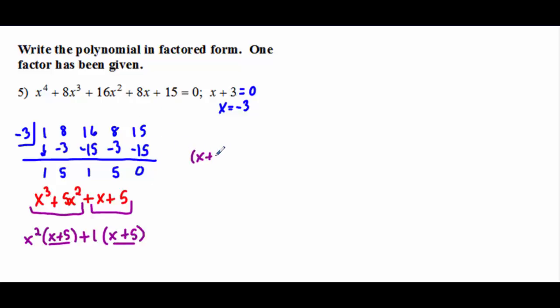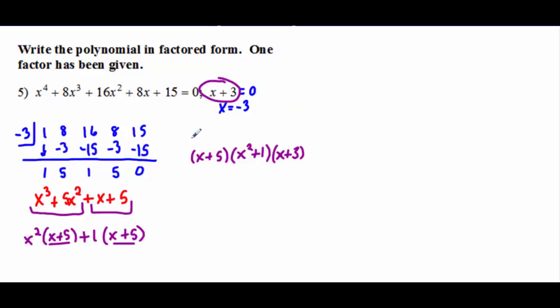I get x plus 5, and then next to that I'm going to write what's left over, x squared and the plus 1, and then next to that I'm going to write what I started out with, which was x plus 3, and I'm going to look at this and say, okay, is there anything else I can do?